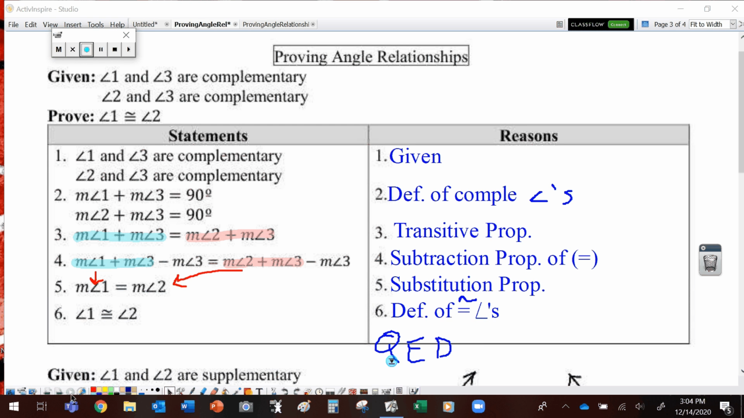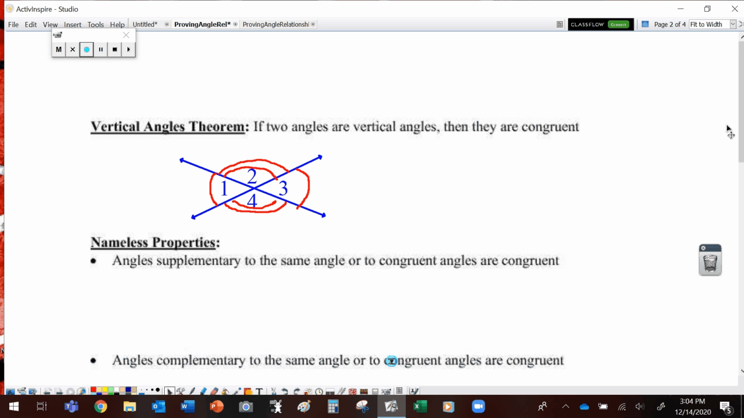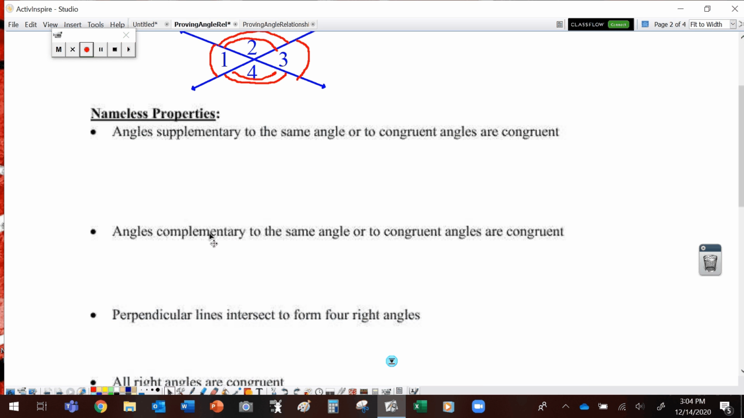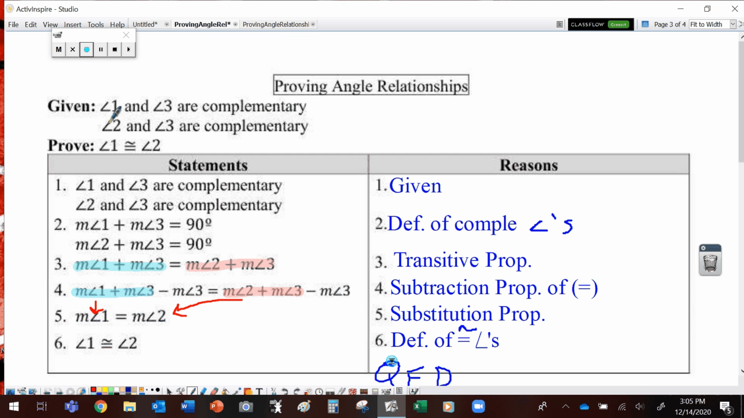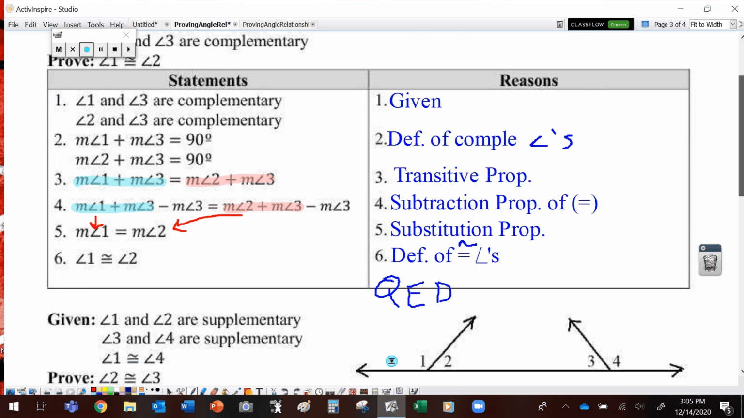Now, that nameless property that we talked about on the last slide, angles complementary to the same angle are congruent, can be a statement in further proofs. So if I have a situation where two angles are complementary to the same angle, I can skip all of these steps and just say that angle 1 and angle 2 are congruent because angles complementary to the same angle are congruent. So that allows us to shorten our proofs later on down the line.